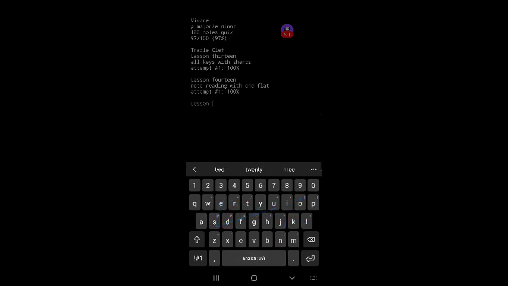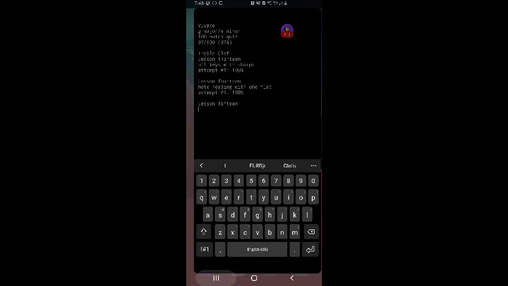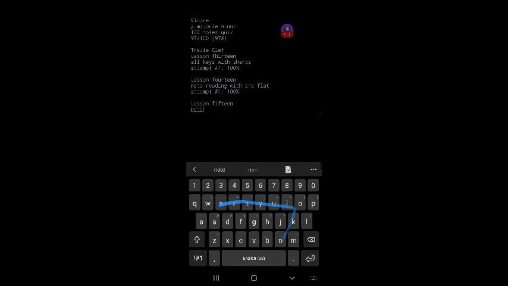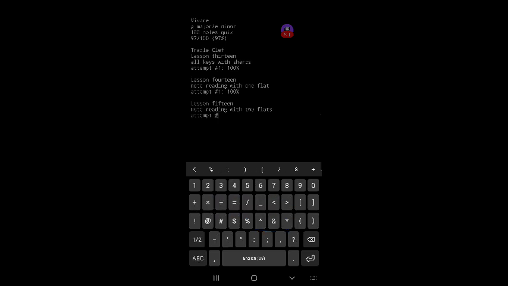Lesson 15. As you can tell, I still need to practice this, because I'm not super fast and I'm not super accurate. So, okay, lesson 15. It's note reading with two flats. Attempt number one.